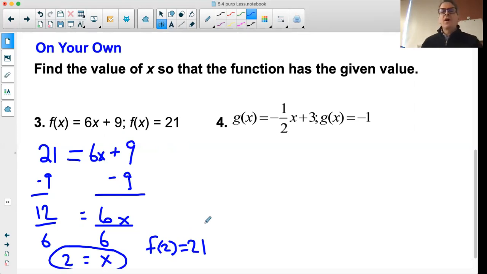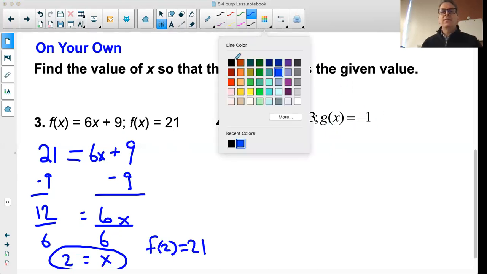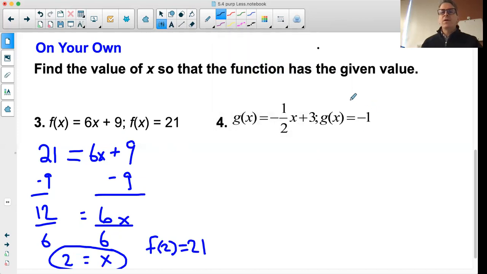And number 4 on your own. See, this g of x is -1. So I'm going to switch colors. I'll switch back to black here. Okay, so g of x is -1. So I'm just going to place right underneath where the g of x is, we'll put our -1. And that's equal to the -1/2 times x plus 3.